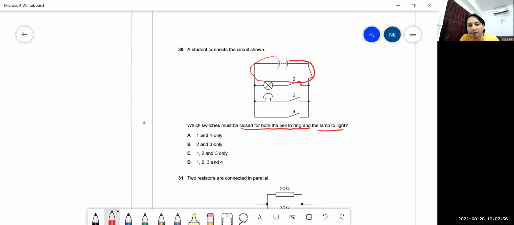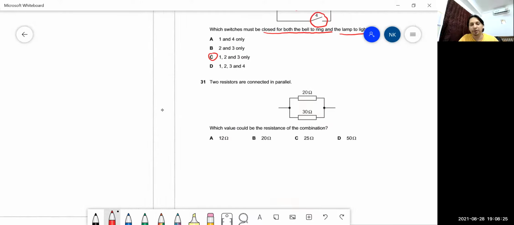So it means if I connect a third one also, then current will divide at this point. Some of the current will go through this path, and then this bell will ring. So you need to connect one, you need to connect two, you need to connect three, and there is no use of the fourth switch here. So 1, 2 and 3 are the right answer.